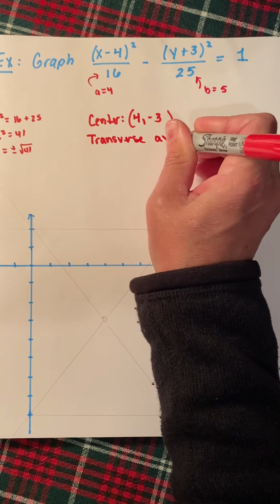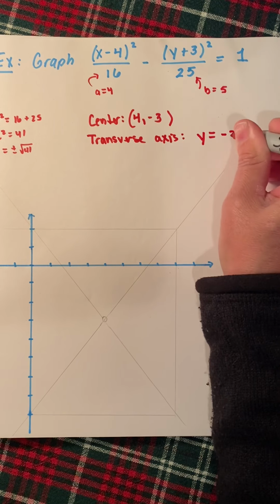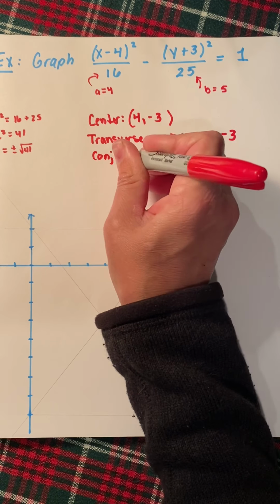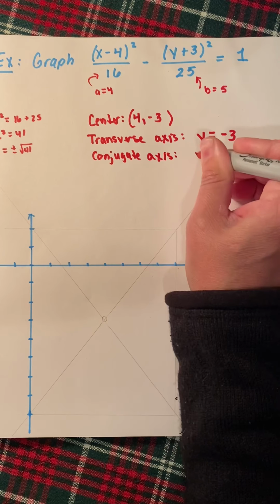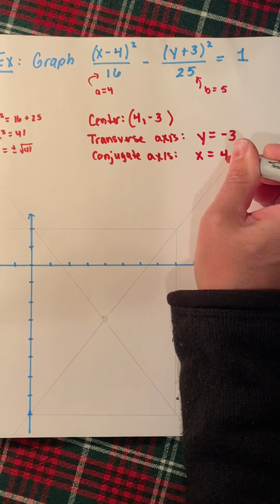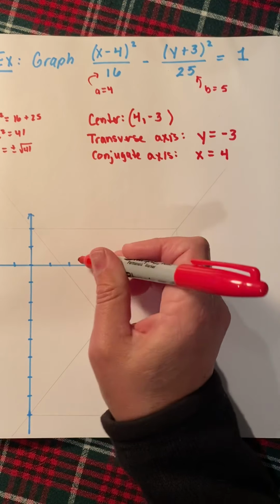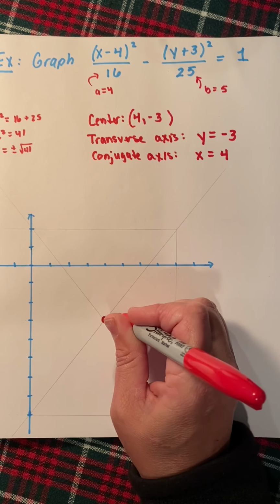The transverse axis is always the horizontal line that goes through the center when we have a horizontal hyperbola. The conjugate axis is the vertical line that goes through the center. So that's going to be x equals 4. So I'm going to plot the point. I'm going to go 1, 2, 3, 4. Down here's my center. That's the point 4, negative 3.